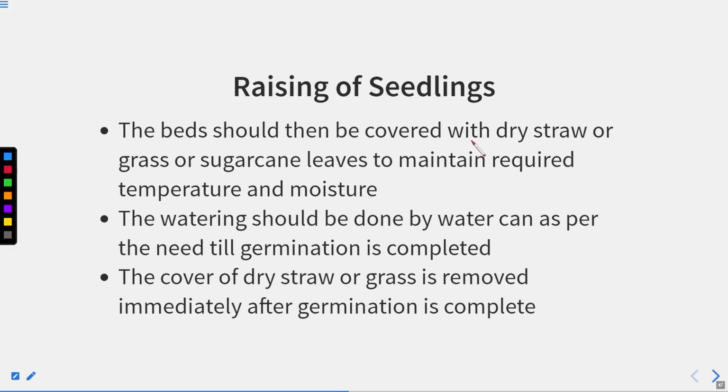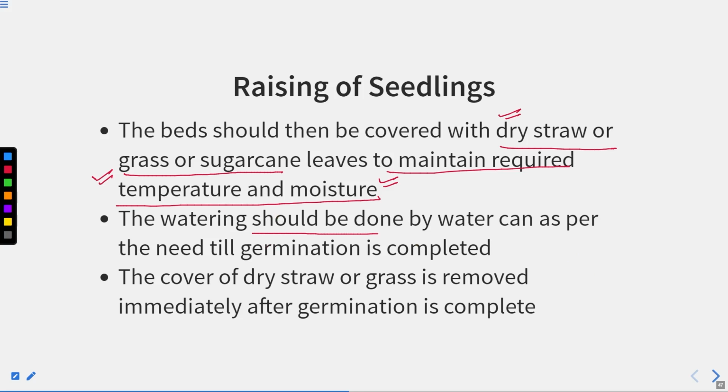The bed should then be covered with dry straw or grass or sugarcane leaves to maintain the required temperature and moisture. So when you are doing this raising of the seedlings, then you should cover it. The bed should be covered with dry straw or grass or sugarcane leaves to maintain the temperature, and the moisture should not get out of that soil. So moisture will be trapped there, temperature will be maintained, and in this way the seedlings are grown.